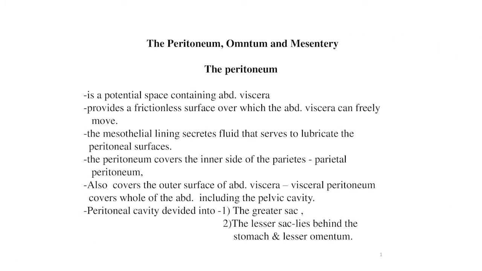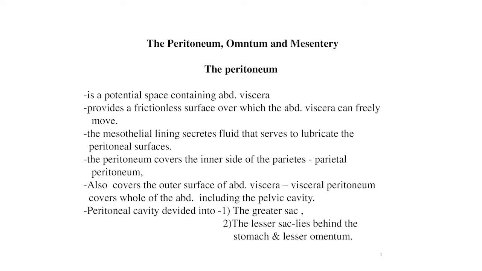First, we will see the peritoneum. The peritoneal cavity is a potential space containing the abdominal viscera. The peritoneum provides a frictionless surface over which the abdominal viscera can freely move, and the mesothelial lining secretes fluids that serve to lubricate the peritoneal surfaces. The peritoneum covers the inner side of the parietes, which is known as the parietal peritoneum. The peritoneum also covers the outer surface of the abdominal viscera, which is known as the visceral peritoneum. Between these two layers lies the potential space, which is known as the peritoneal cavity.